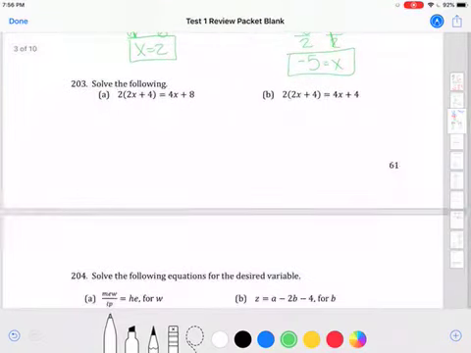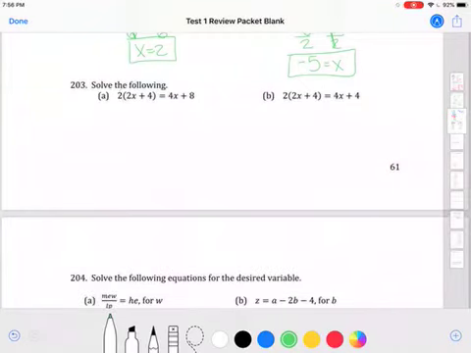All right, let's keep going with this. For 203, solve the following. These are those out of the ordinary equations that we really only did a couple of, but you can expect to see them on your test. So when I'm solving A for 203, the first thing that I notice is that they have the distributive property. You always distribute first if there's the distributive property in a question.